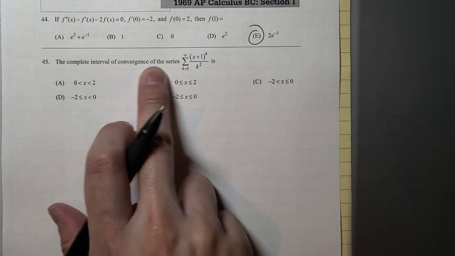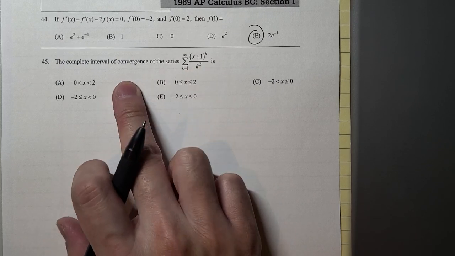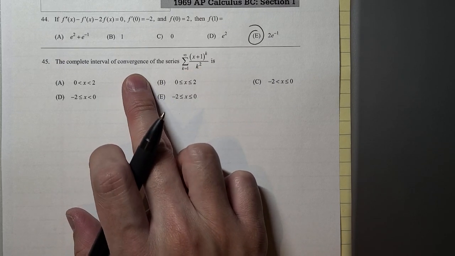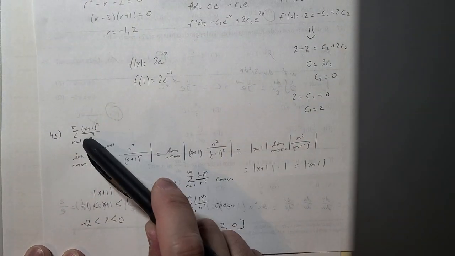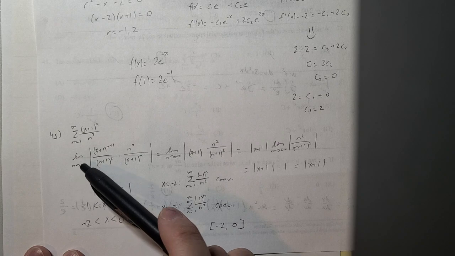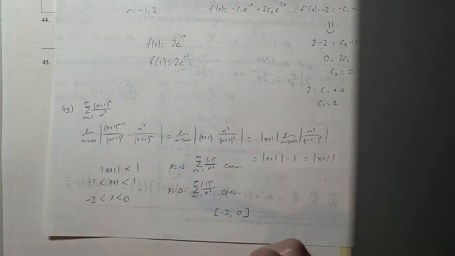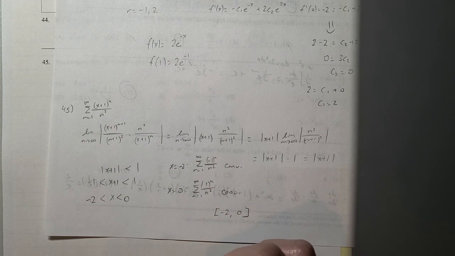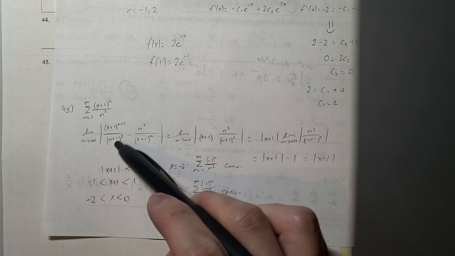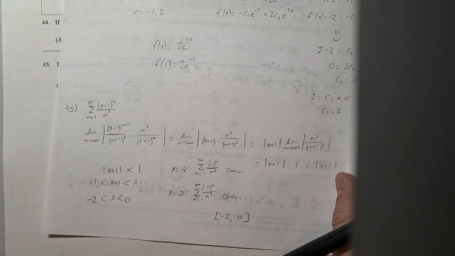Find the complete interval of convergence of the series. The technique that you usually use is the ratio test. So let's do the ratio test here. Okay. This is the original series. If this guy is a sub n, the ratio test is the limit as n goes to infinity of a sub n plus 1 over a sub n. So wherever there's n, we plug in n plus 1, and then we multiply by the reciprocal. Okay, that's the ratio test.